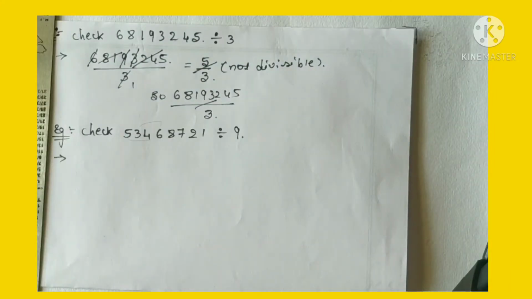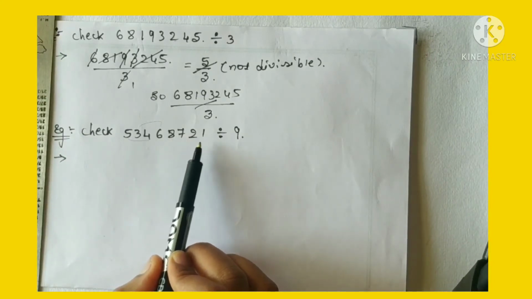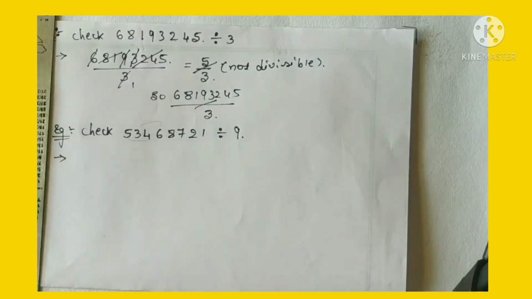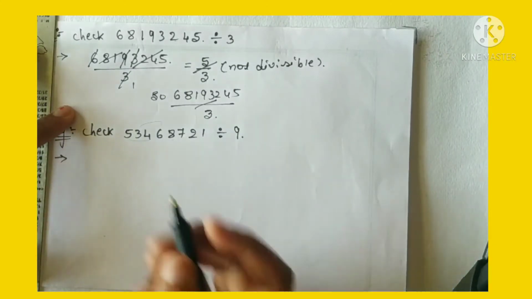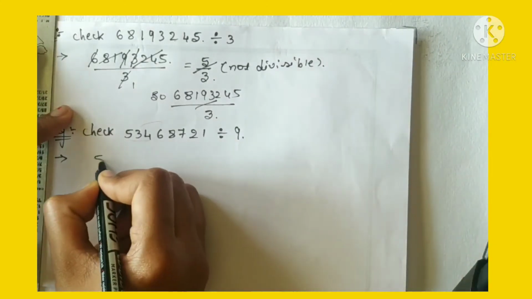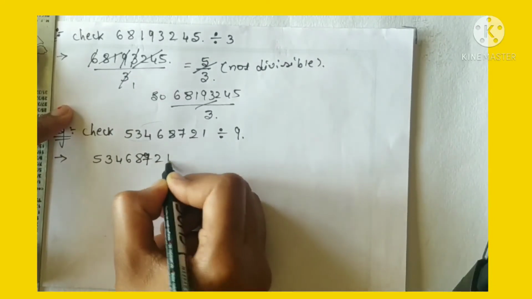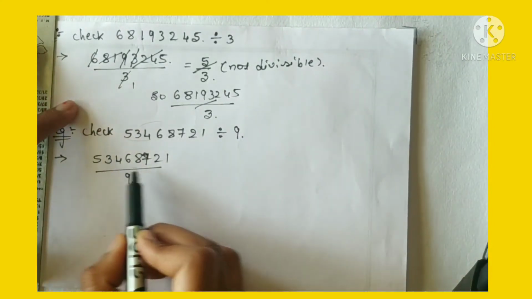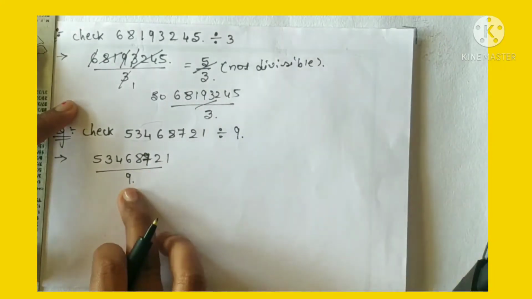One more example for this: check whether 5, 3, 4, 6, 8, 7, 2, 1 is divisible by 9. To check whether this number is divisible by 9 or not, I can add up the digits, or I can follow the shortcut. I follow the shortcut: 5, 3, 4, 6, 8, 7, 2, 1 divided by 9. Now I observe whether any digit is directly divisible by 9 or not. None of the digits is directly divisible by 9.